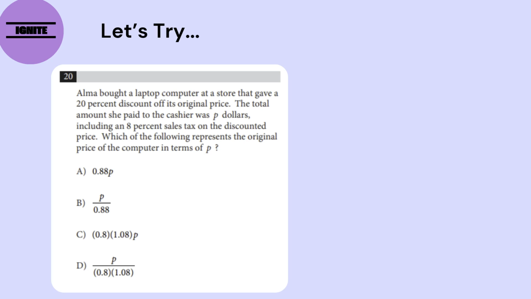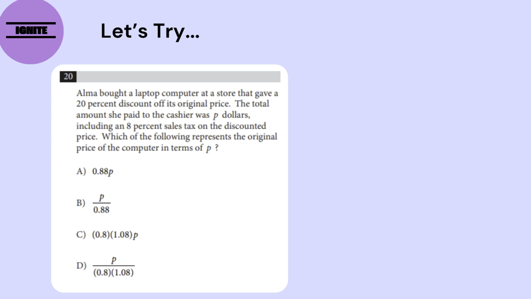Now, let's look at 20. Alma bought a laptop computer at a store that gave a 20% discount off its original price. The total amount she paid to the cashier was P dollars, including an 8% sales tax on the discounted price. Which of the following represents the original price of the computer in terms of P?